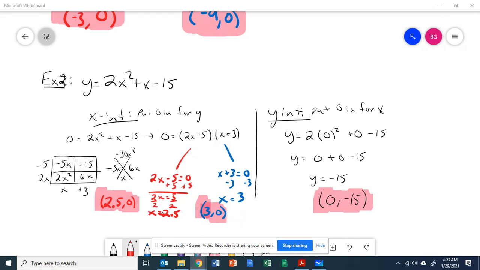Then my x-intercepts, I factored it. I put 0 in for y and factored it, and after factoring, I get 2x minus 5 times x plus 3. Remember, you set both of those equal to 0, and you solve. So you get the two coordinates of 2.5, 0 and negative 3, 0. Those are your x-intercepts.